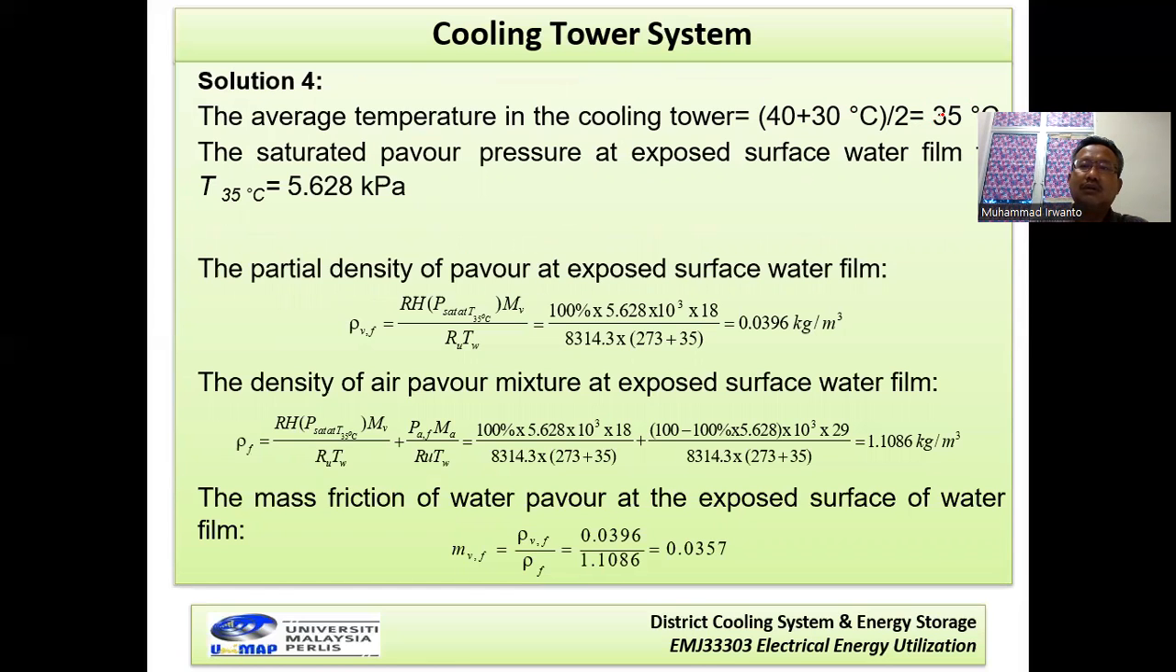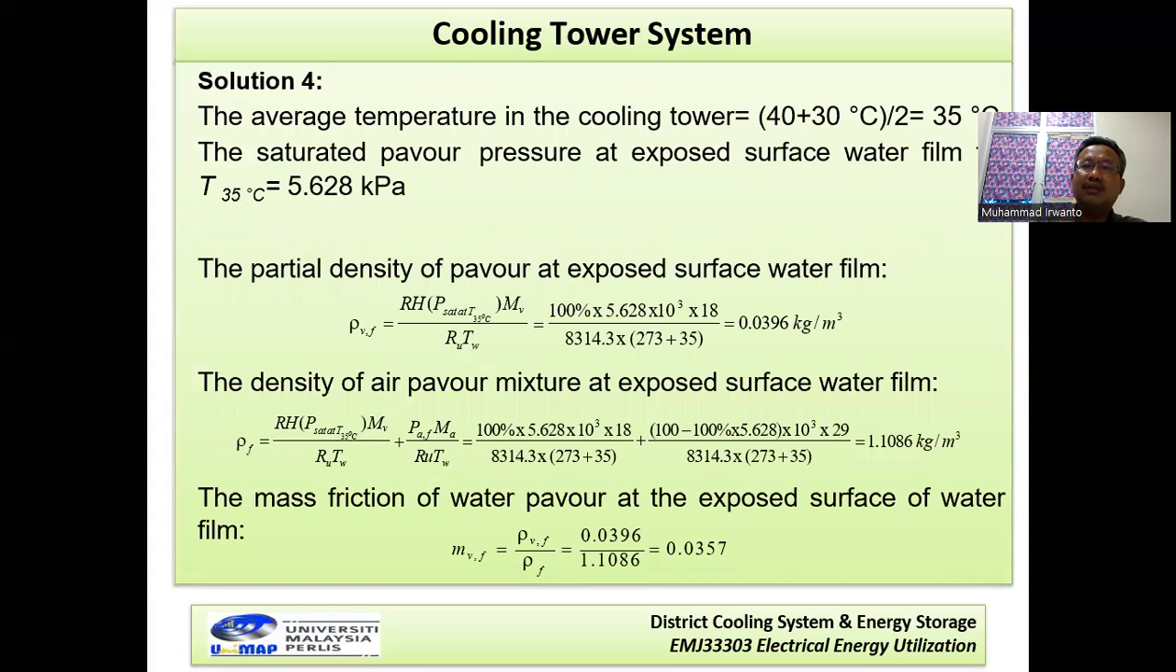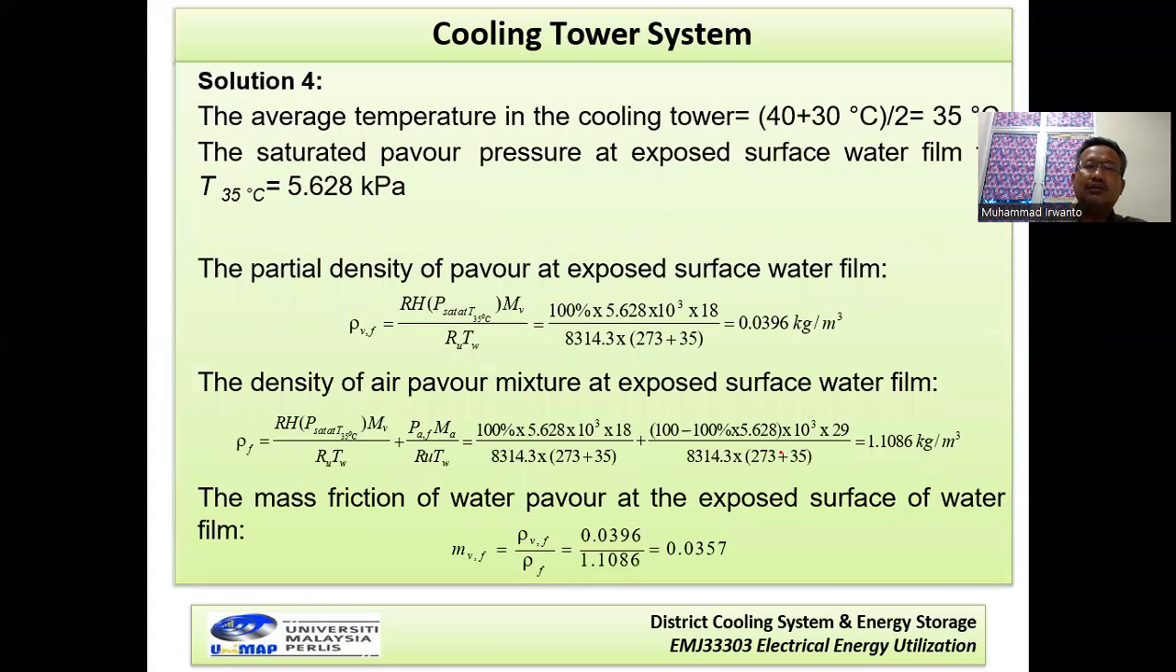Now if we refer to this table, we want to know the saturated vapor pressure for the temperature of 35 degrees Celsius. So we have a saturated vapor pressure of 5.628 kPa. This is the saturated vapor pressure at the exposed surface of the water film for a temperature of 35 degrees Celsius, 5.628 kPa.